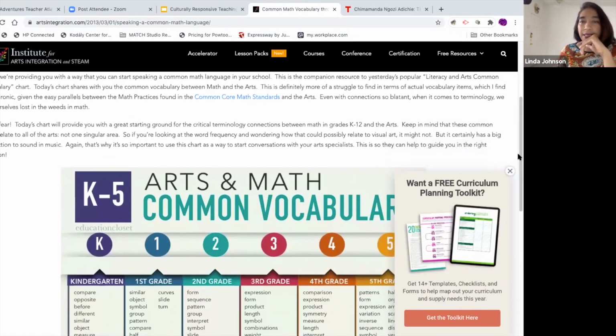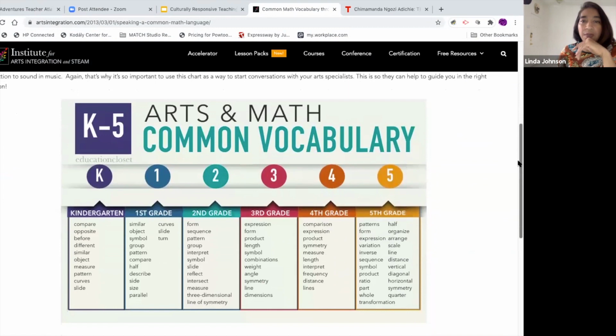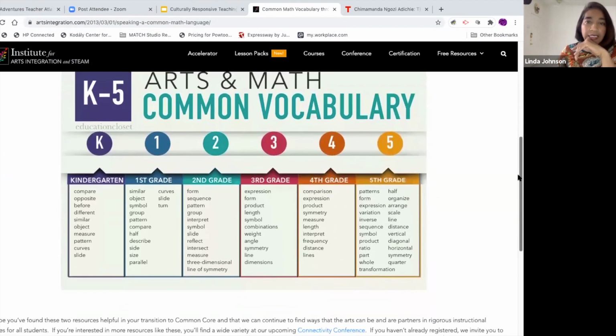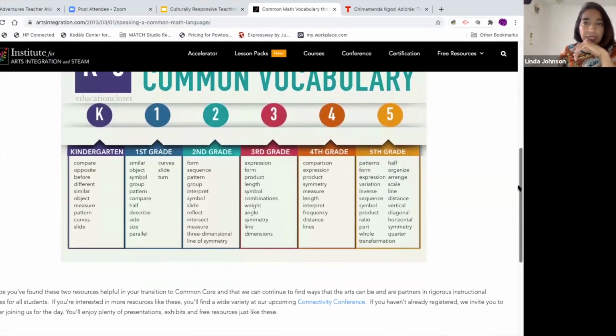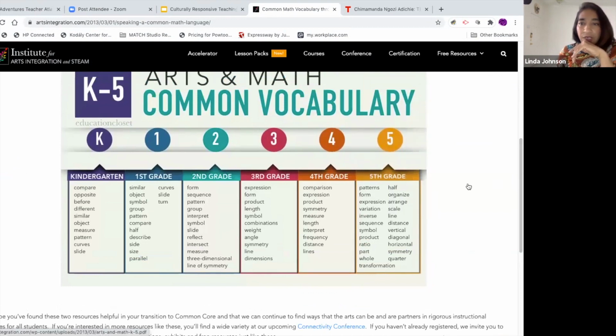Here is an example of arts and math common vocabulary, and just take a glance at some of these things. And then we have K through 5. We'll go to 5th grade because I'm actually going to talk about that later. Look at these words: sequence. There is a word for sequence in music, and there's also sequence in math. Sequence in music is when you play the same pattern, but you start on a different place, on a different note. And that's what that is.